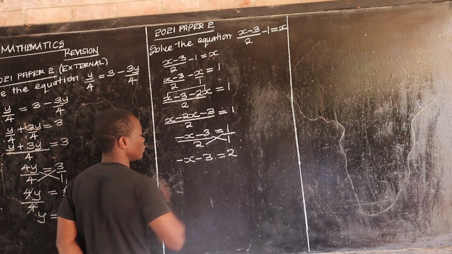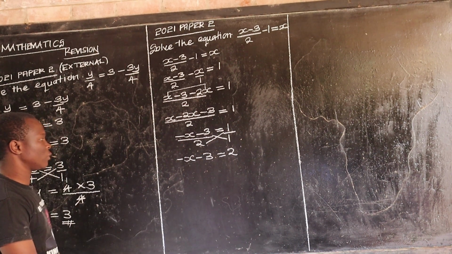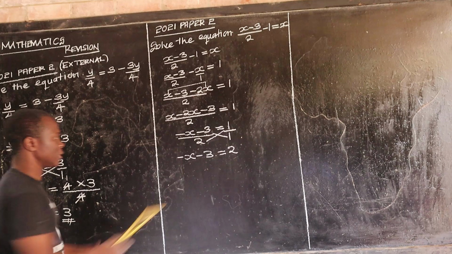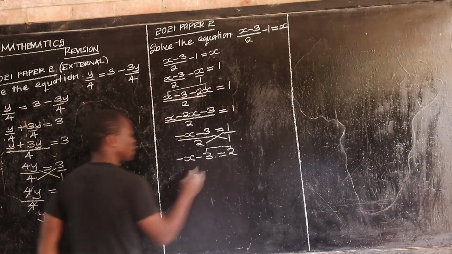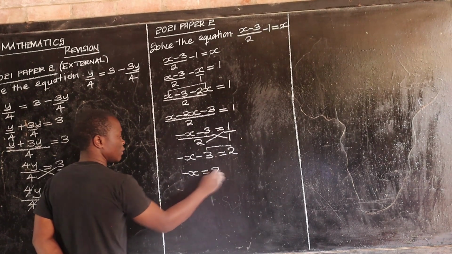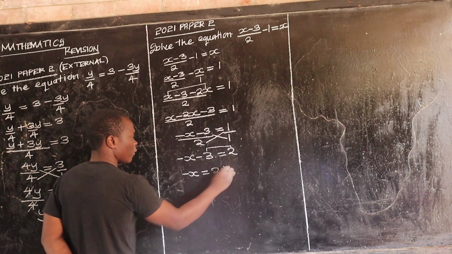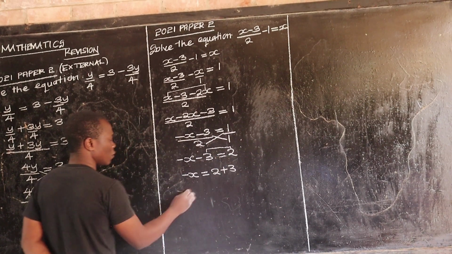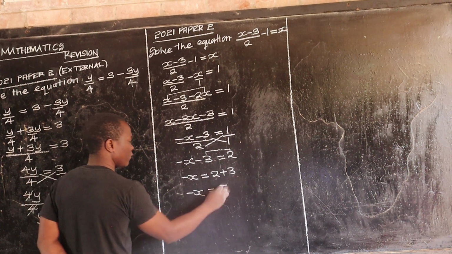Okay? So at this particular level, what we're going to do is we need to group the like terms. These two are like terms. These two are like terms. So we're going to have negative x this side is equal to positive 2. When you transpose this negative on the other side, we're going to have positive 3. So negative x is equal to 2 plus 3, you obtain 5.